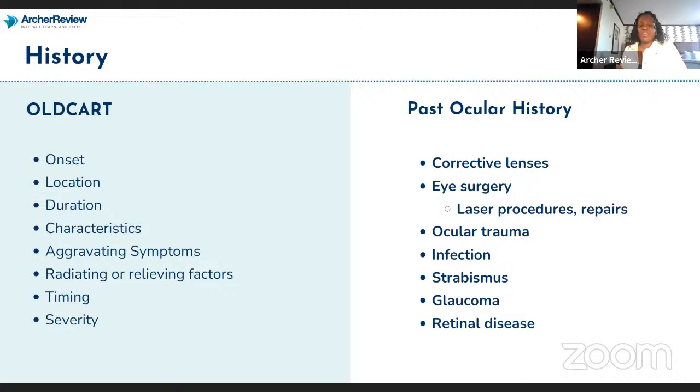If all else fails, just think of the acronym or write it down on a piece of paper and go down the list. When did it start? Where does it hurt? How long does it last? Can you describe the pain? Does anything make it worse? Does anything make it better? Does it radiate up and down or anywhere else? Those are very important.